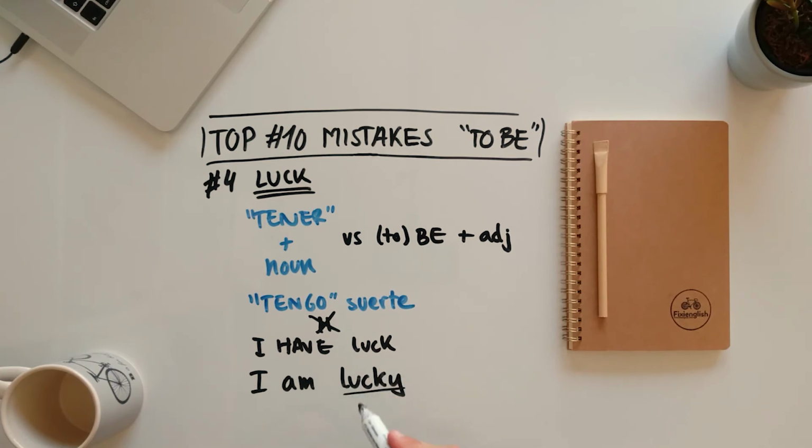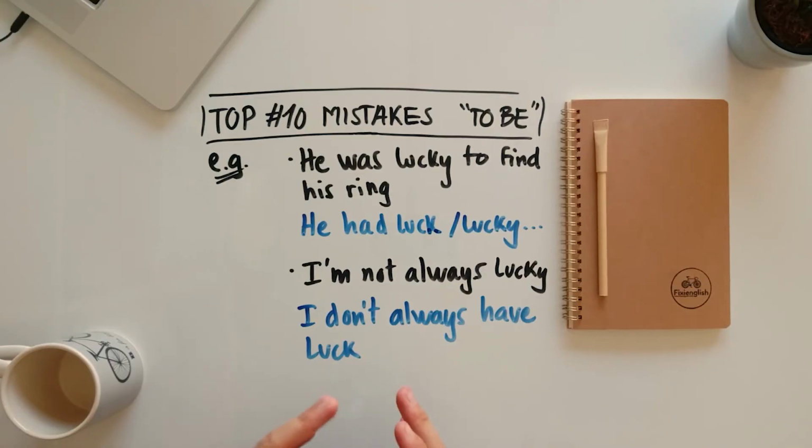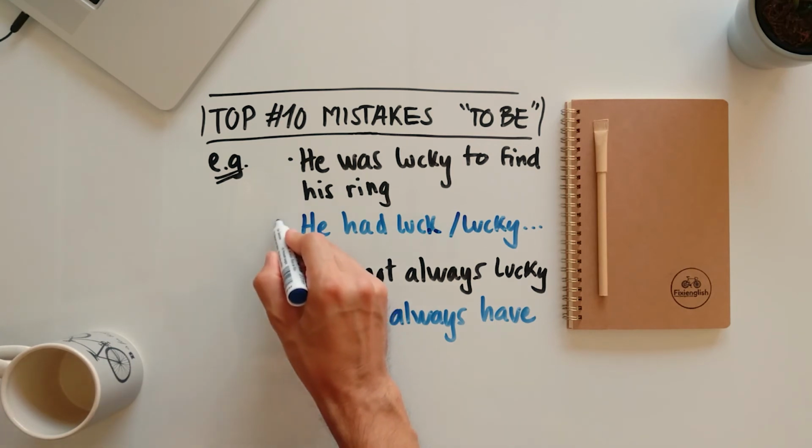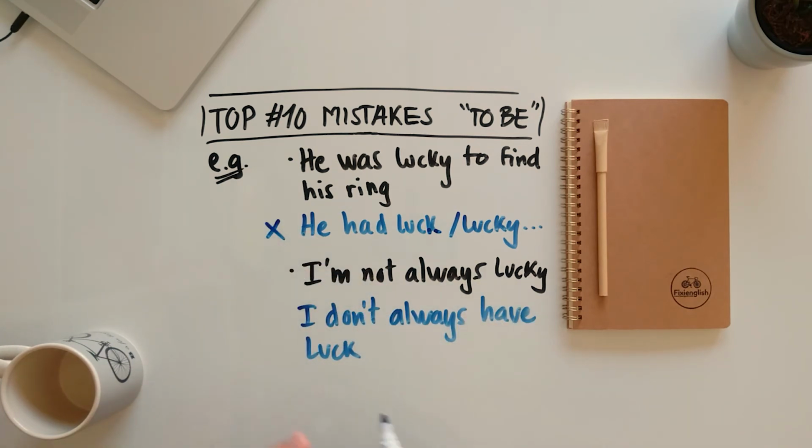Using once again a predicative adjective that is describing or modifying the subject and using the verb to be as a linking verb. So what could be some other ways to express luck in English? Well, we could say, for instance, he was lucky to find his ring. But you wouldn't say he had luck, or as we've sometimes heard, he had lucky to find his ring. That would be wrong. Another example could be, I'm not always lucky, which we would never say, I don't always have luck. That would be wrong.